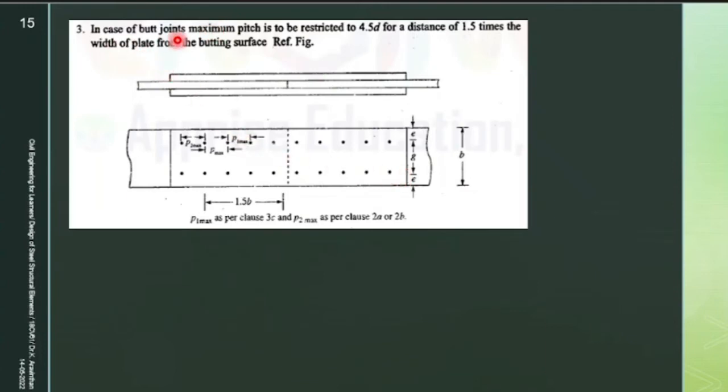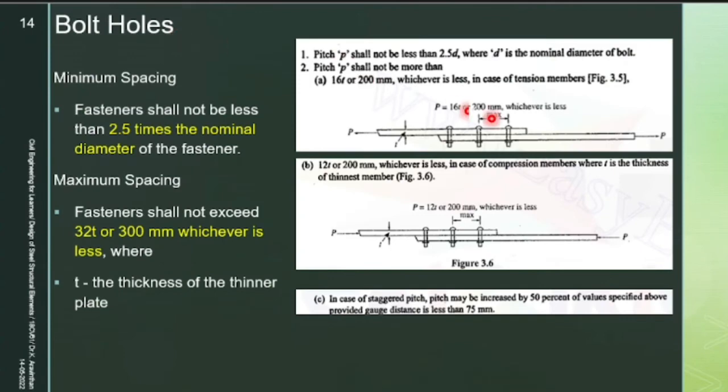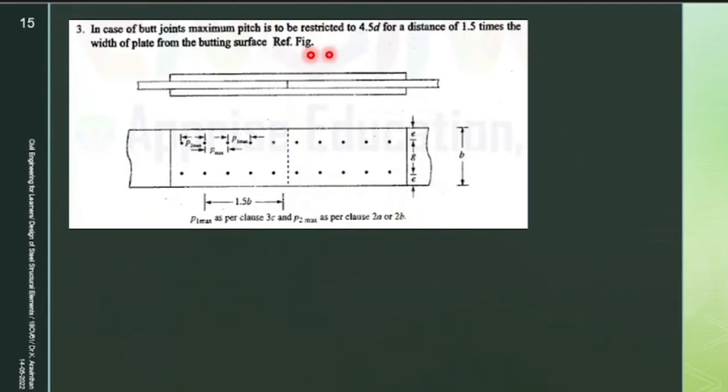In case of butt joint, what do you mean by butt joint? See, this is a lap joint. If you want to connect two members by overlapping, it is called a lap joint. If you connect two plates like this, it is known as a butt joint. You will be providing an additional plate below, and by that plate you will be connecting. Can you find the difference here?